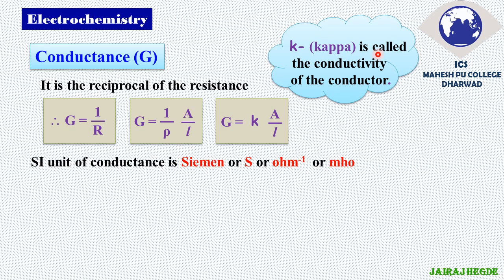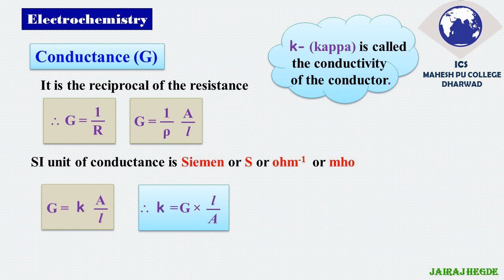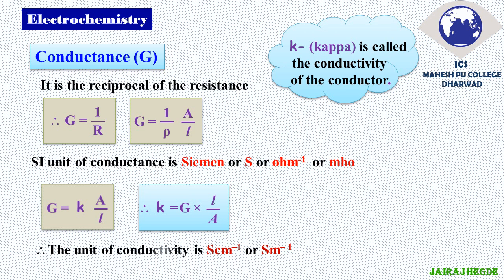Here kappa is called conductivity of the conductor. Let us try to understand what is the unit of kappa. Kappa is equal to G into L by A. The unit of G is Siemens, into L, meter by meter square. It will be Siemens per meter or Siemens per centimeter. The unit of conductivity is Siemens per centimeter or Siemens per meter.